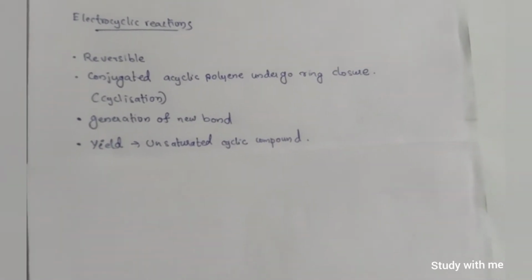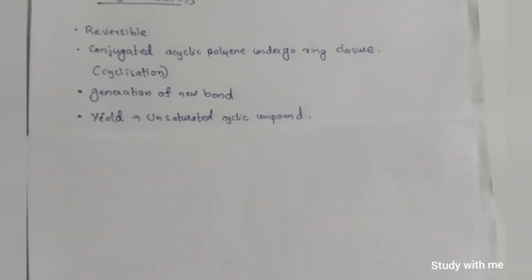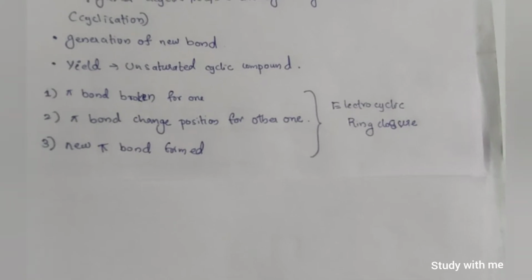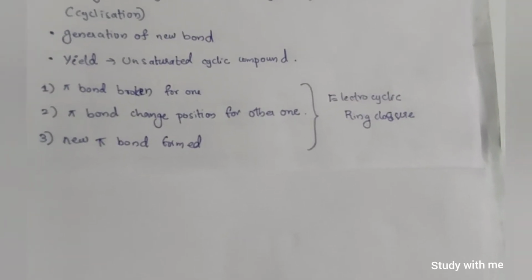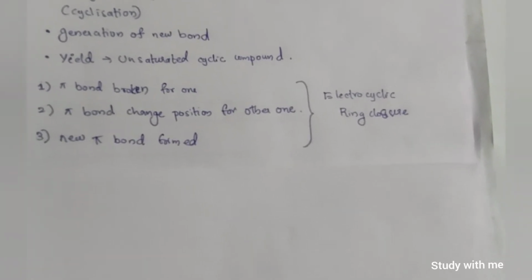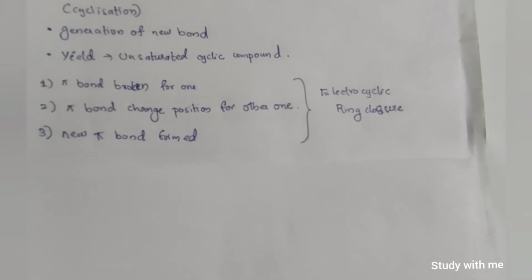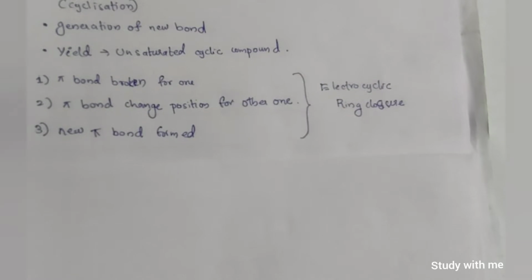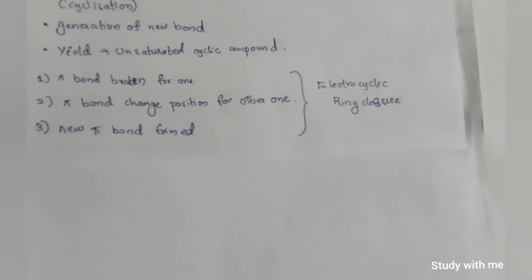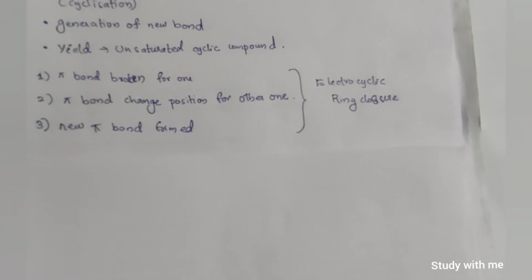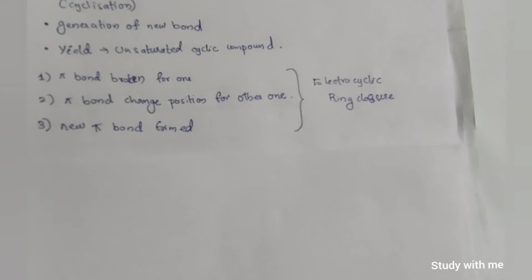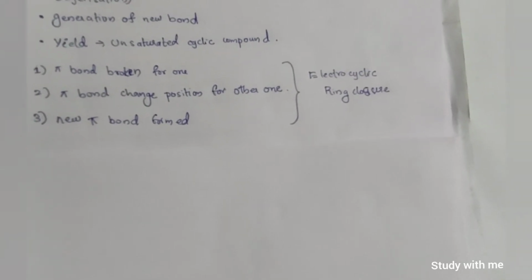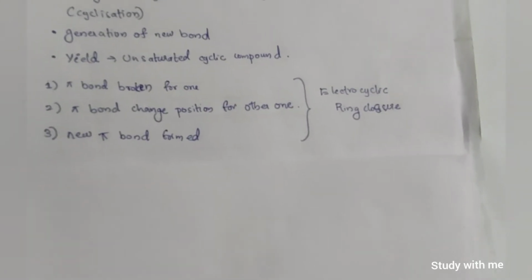Now, in an electrocyclic ring closure process, firstly, one pi bond of the conjugated acyclic polyene gets broken. Secondly, the other pi bonds change position, and thirdly, a new pi bond is formed between the terminal atoms of the original pi system to yield a cycloalkene or cycloalkadiene isomer having one pi bond less and one sigma bond more than the original polyene.